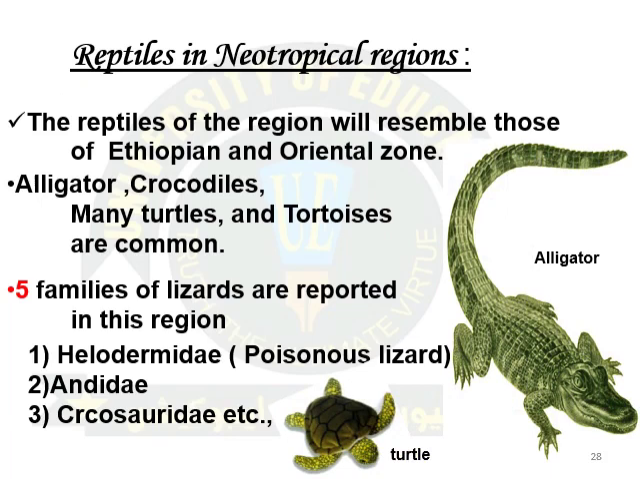Coming to the reptile fauna of Neotropical region, in this area, the reptiles resemble those of Ethiopian and Oriental zone. It includes alligator and crocodiles. Turtles and tortoises are also common. Five families of lizards are reported in this region. It also includes the poisonous lizard Heloderma. Anguidae is also present over here. Crossosauridae is also present over here.